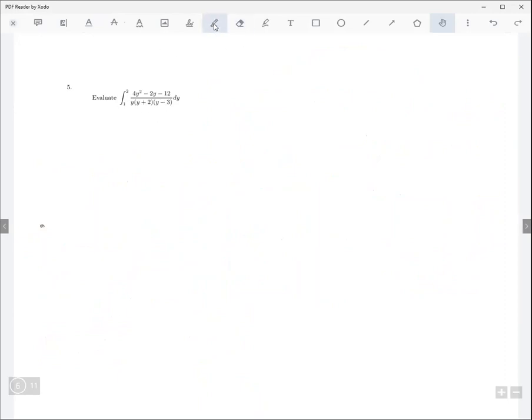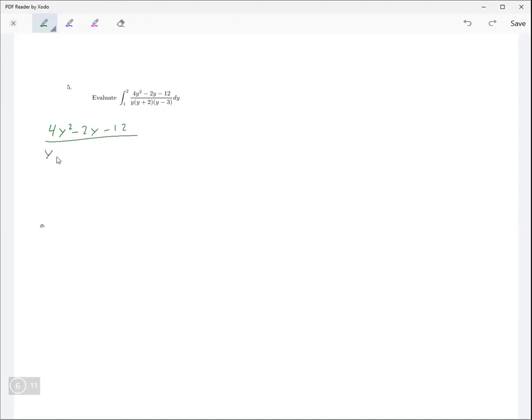So here, the numerator is degree 2, the denominator is degree 3. So you don't have to do long division. And the denominator is all factored for you, so that's great. So we'll go ahead and do the most common form that will have this as the common denominator is this.